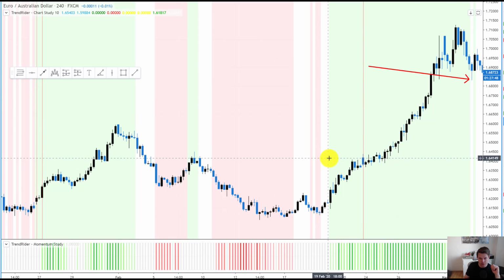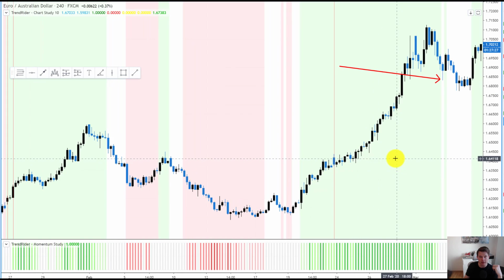So this is how you can use the trend rider with a top-down approach, and you can see that it doesn't work out 100% of the time, but it helps you to minimize the losses. And once you catch a big trade and a big trend, then you will be able to ride your winning trades for a long period of time, which will usually make up for the previous losses very, very quickly.